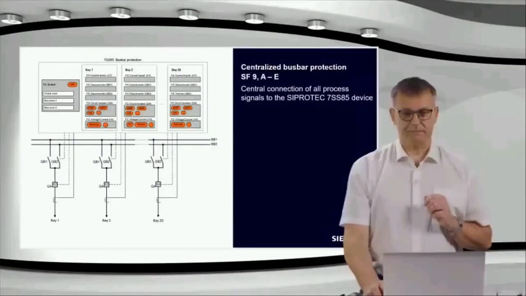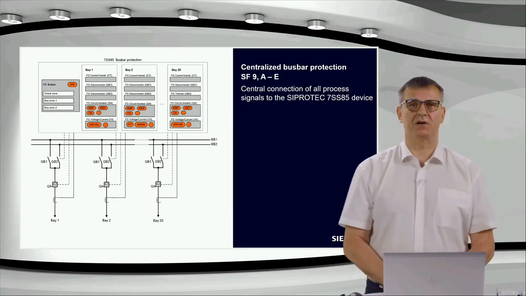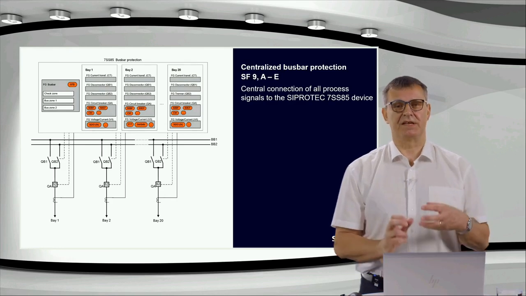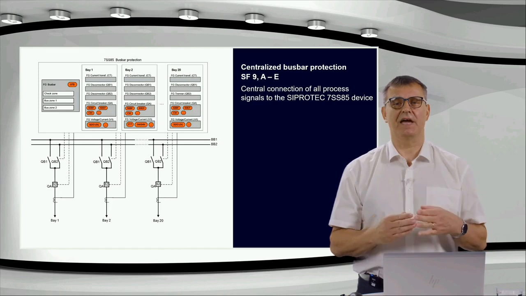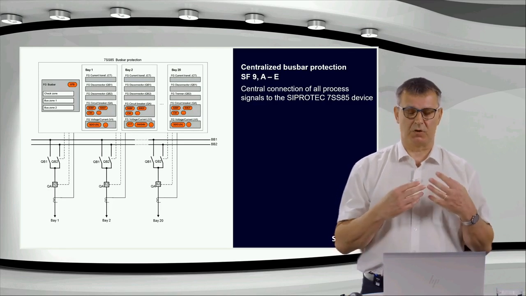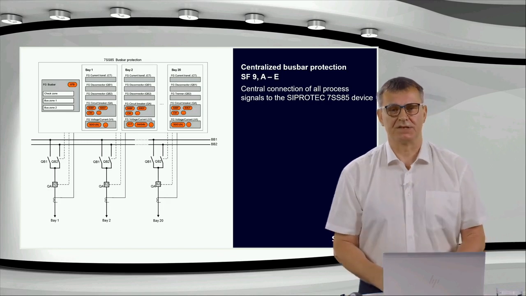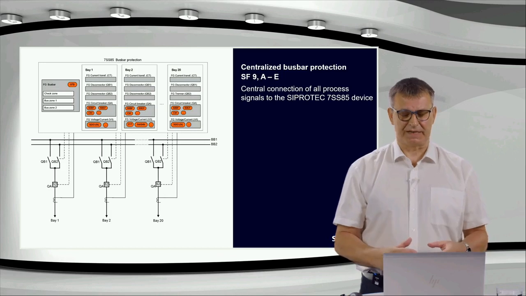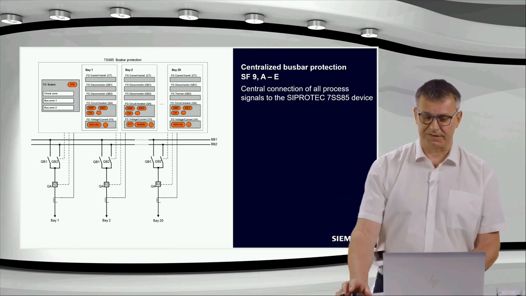Let me start with the first type of the 7SS85 busbar protection. The first type was the centralized busbar protection. It has different types, significant feature 9 and A to E. It starts with only one zone, and the biggest one, significant feature D, covers up to 6 zones and a maximum of 20 current measuring points.